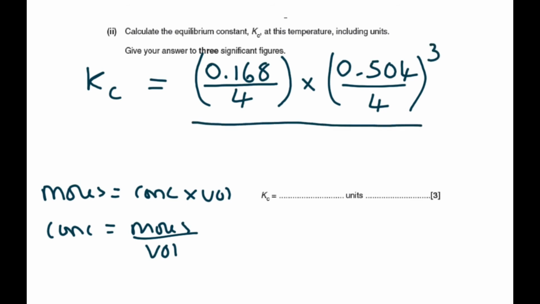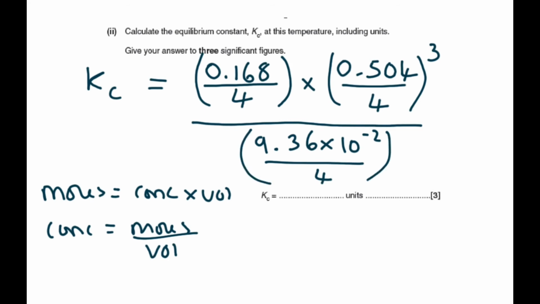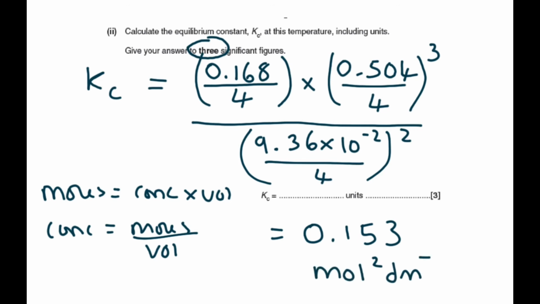And then on the bottom, we've got the equilibrium moles of methane, 9.36 times 10 to the minus 2, divide by 4, and we're going to square that one. Now be very careful putting this into your calculator. It also says give your answer to 3 significant figures, and the answer should come out as 0.153. And we've already worked out the units because we did that a moment ago. And there are the units. Okay.